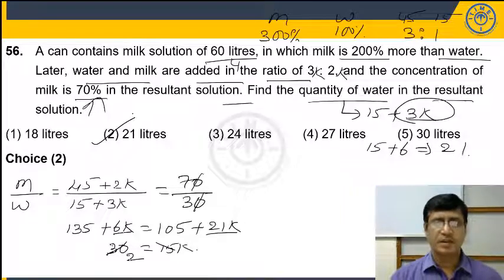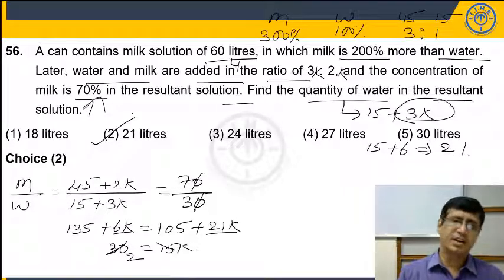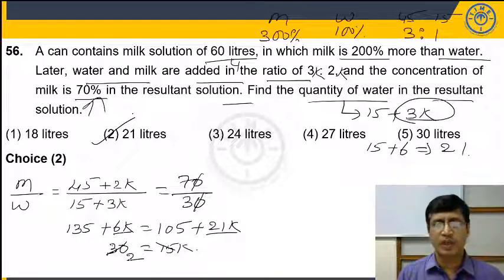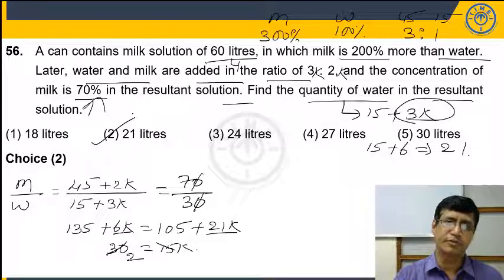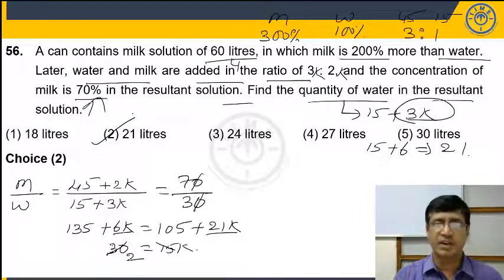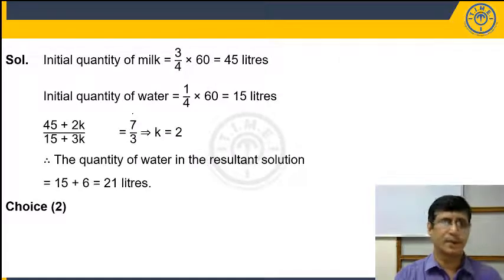Okay. What is the condition here? Initially the water and the milk are in the ratio 3:1 and some more water and milk is added in the ratio 3:2. So the concentration here, milk is 70%, and we are asked to find the quantity of water, it is 21 liters. This is a type of solution, printed form, just look at the solution.